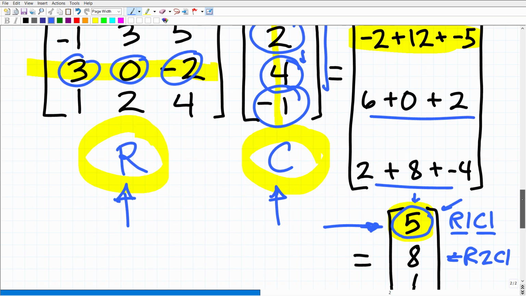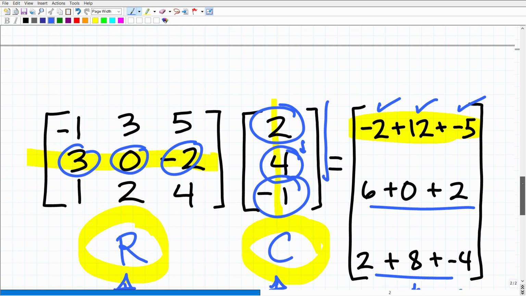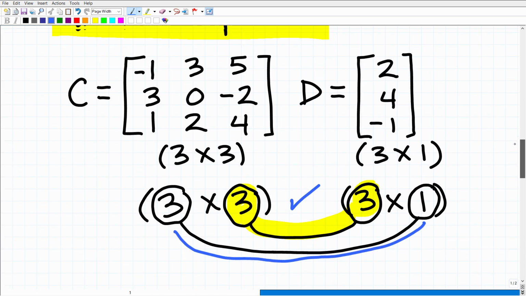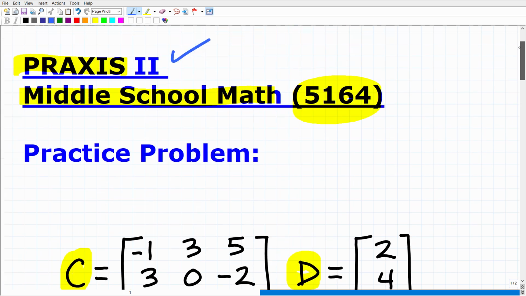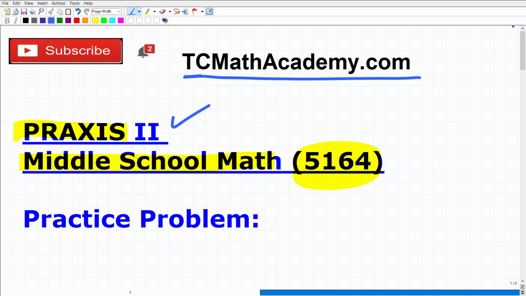Okay, so just a quick review on matrix multiplication. This is a very easy problem, and you're definitely going to see matrices on this particular Praxis exam. You're going to have to know things like determinants, inverse matrices. It's a huge topic, matrices in and of itself, but there is a huge amount of mathematics that you need to know to be ready for this exam, and my test prep course can definitely get you ready to go.